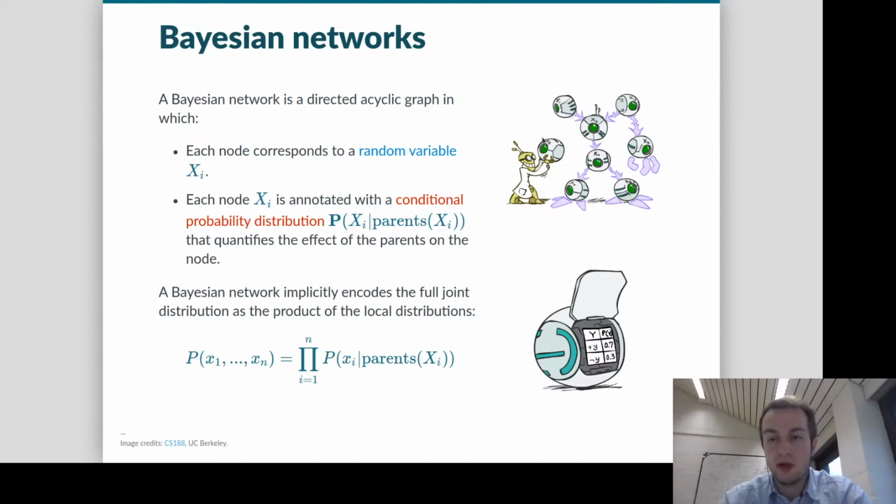Okay, so for example, x3, the node here, would be labeled with a conditional probability distribution, which describes p of x3 given the value of its immediate parents, x1 and x2. Okay, and then we have seen that this structure implicitly encodes the full joint distribution as the product of the local distributions that you find at the nodes. Okay. So you will have a product over all n variables, and the factors in this product would correspond to the conditional probability values, so p of xi, given the immediate parents.